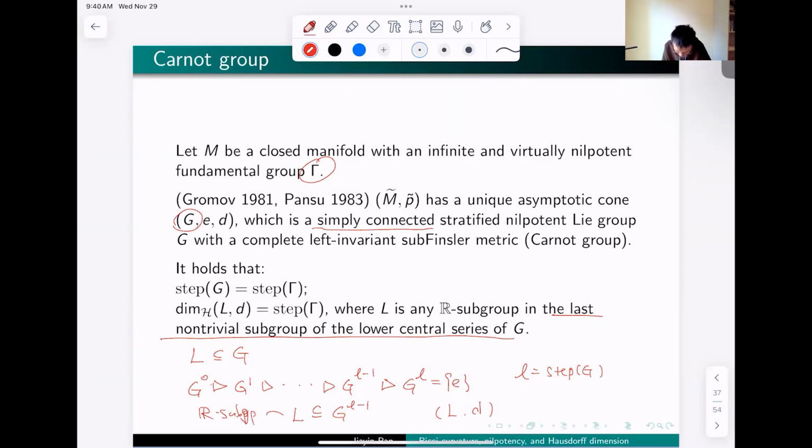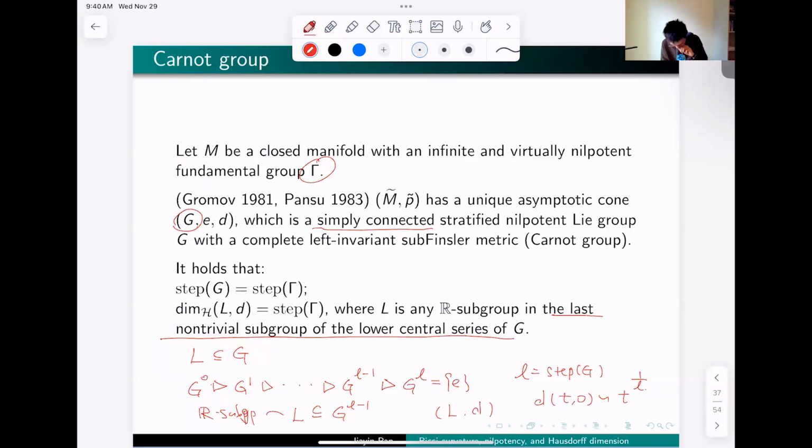Then the distance function on there will be like p to the 1 over R, all right? So it'll have Hausdorff dimension exactly R, as the step of your gamma. So there are two ways to see the step of gamma from infinity. You can either look at the step of your limit group, or you can look at the Hausdorff dimension of some R subgroup.